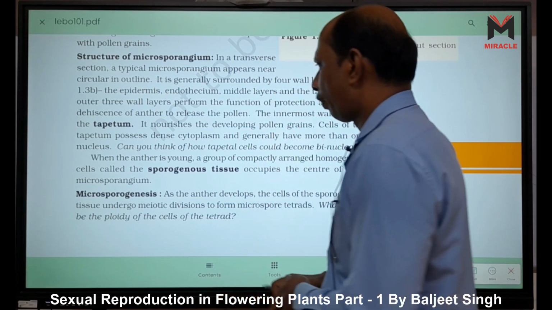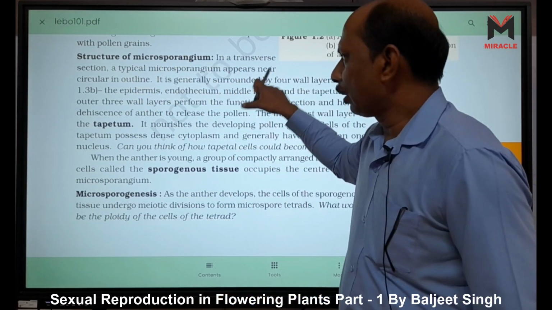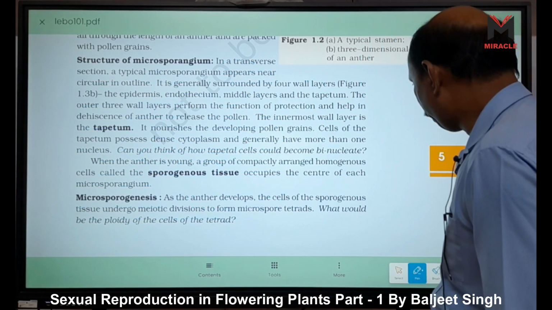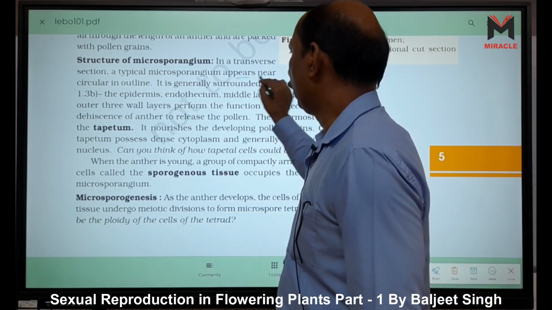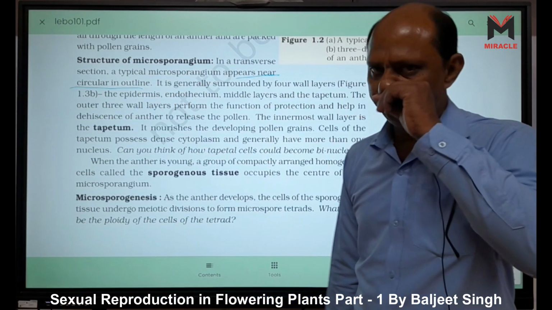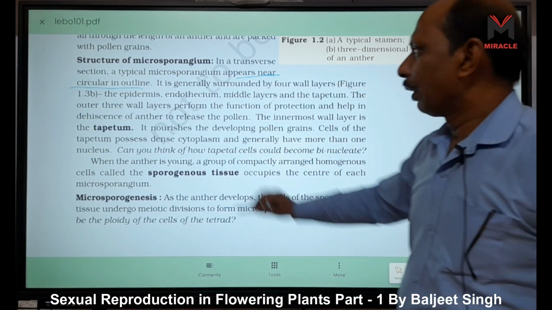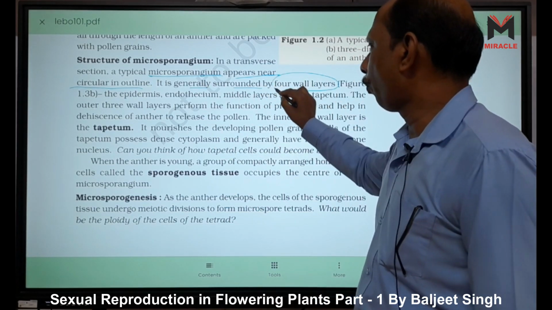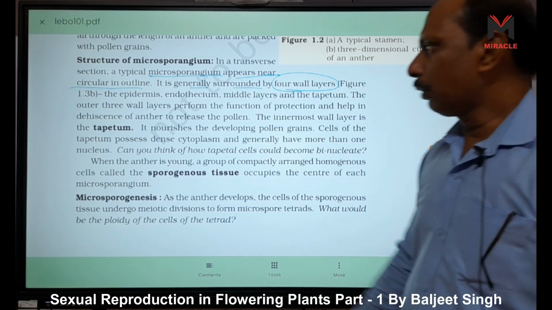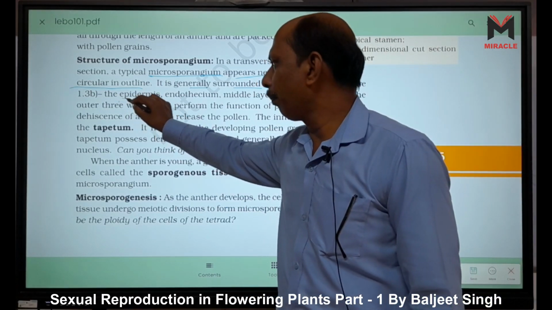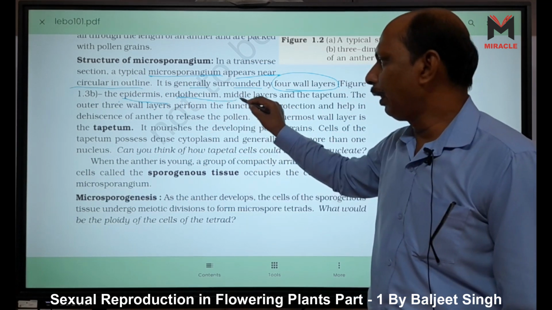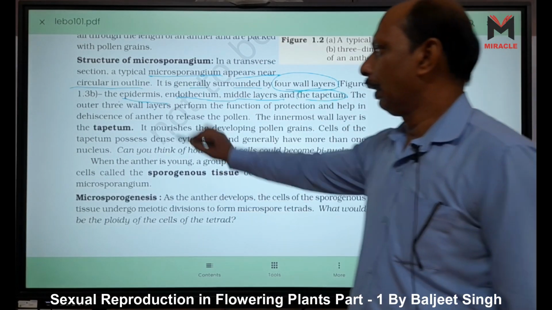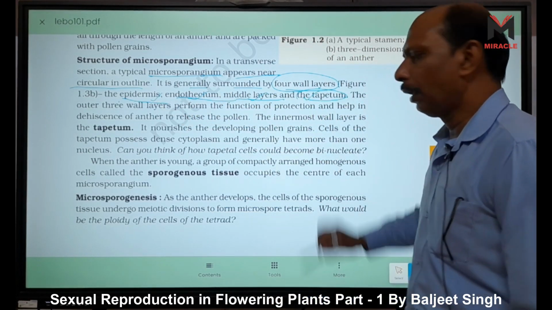Okay, here, what is given? In a transverse section, a typical microsporangium appears near circular in outline. Circular outline, right? Microsporangium is circular in outline. It is generally surrounded by four walls. How many wall layers are there? Four walls, and from outermost, it is epidermis, endothecium, middle layer, and innermost is our tapetum. These four layers are there: epidermis, endothecium, middle layer, and tapetum.